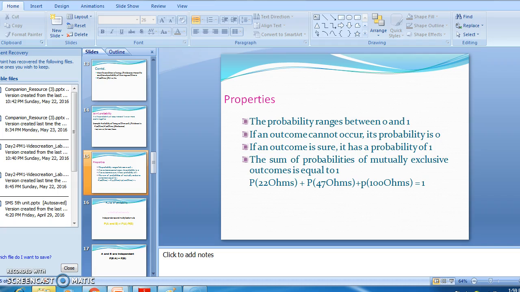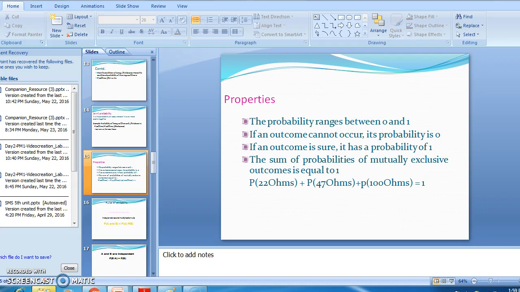Let's see some properties of probability. The probability ranges between 0 and 1. If an outcome cannot occur, its probability is 0. If an outcome is sure, it has a probability of 1. The sum of probabilities of mutually exclusive outcomes is equal to 1.